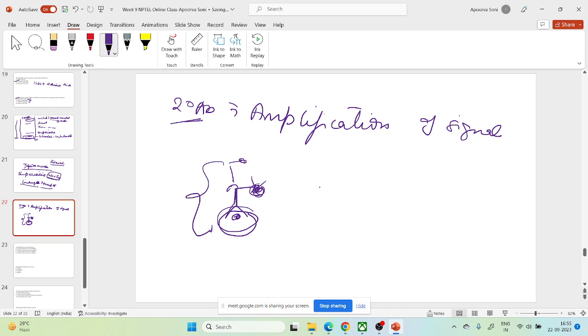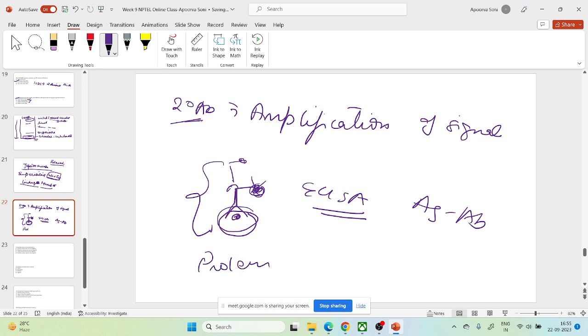It applies to fluorescence also. It applies to ELISA also. So wherever you study antigen antibody interaction, the concept and the logic of using primary and secondary antibody remains the same here also.